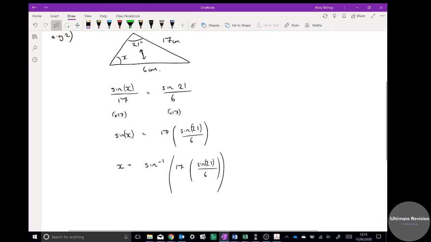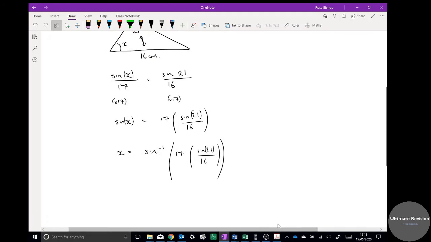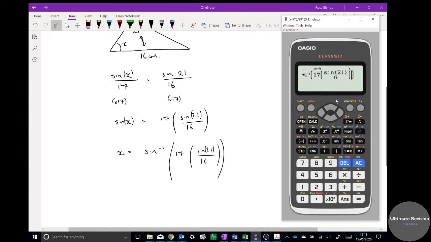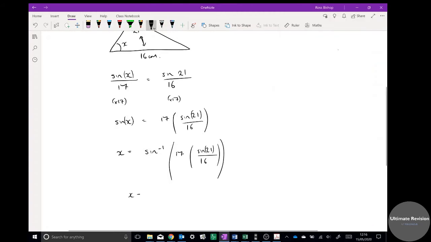I might have actually created a triangle that doesn't work, so I'll have to change that to a 16. There we go. I've just had to change it. My original triangle could not exist. Actually, I gave it dimensions that you couldn't have physically drawn, so I've just changed it slightly. Okay, so that's using the sine rule.